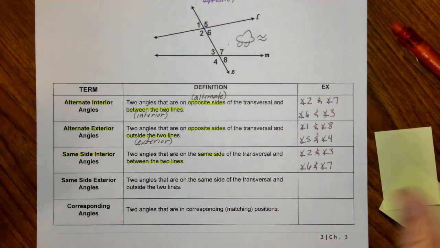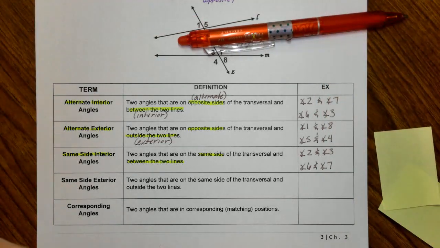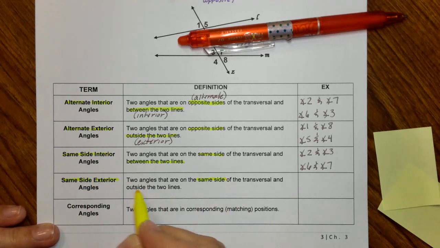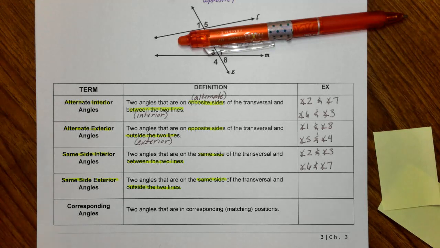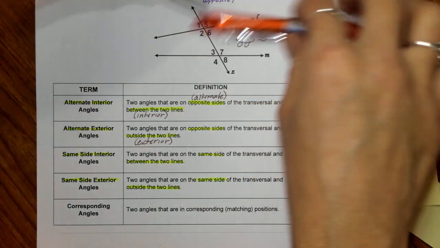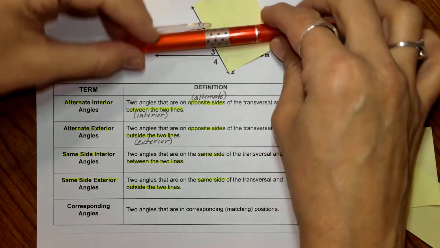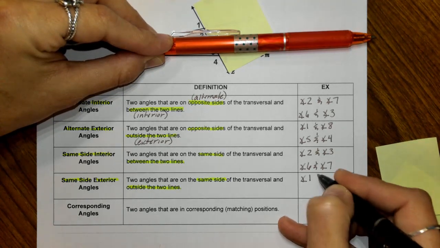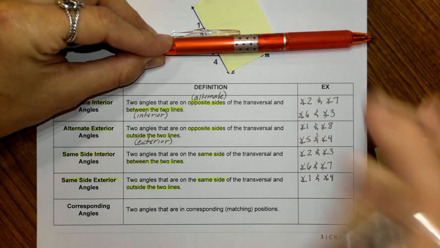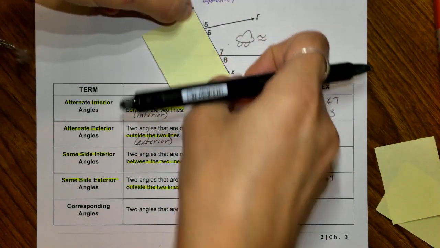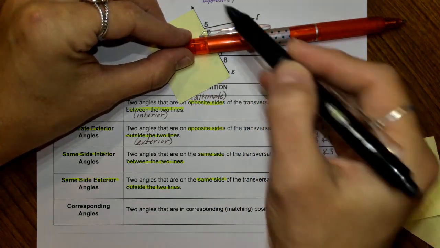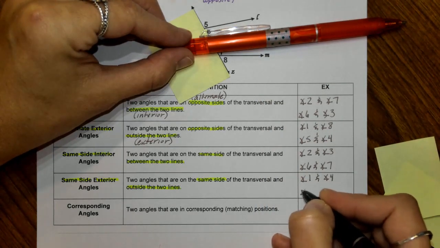Now let's take a look at the next one, same side exterior. So we're on the same side and outside. So again, I've taken my pen and kind of covered up the interior. Again, we want to focus on the same side of that transversal. So here, as we can see, same side of the transversal, exterior to that road, we have angles 1 and 4. We shift to the other side of the transversal. We have same side of the transversal, exterior to the road, not getting hit, we have angles 5 and 8.